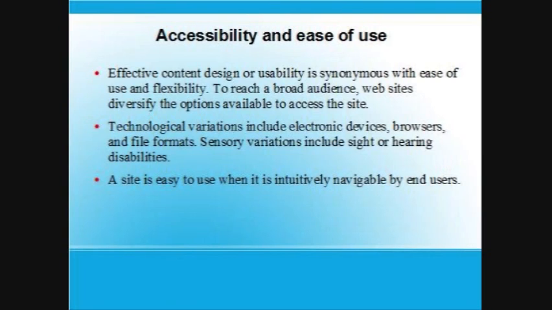To reach a broad audience, websites diversify the options available to access the site. A functional website supports access to the variations in technology and sensory abilities of users. Technological variations include electronic devices, browsers, and file formats. Sensory variations include sight or hearing disabilities. A site is easy to use when it is intuitively navigable by end users.